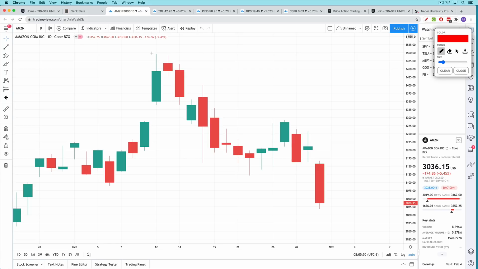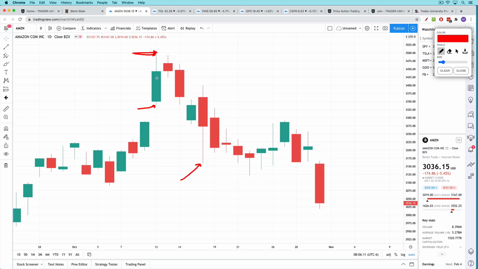Now the top of the wick is the high of the day, so we're looking at daily candlesticks here for Amazon. The bottom wick, I don't know if you can see it on this little candlestick, you can see it very well right here. The bottom wick is the low of the day. Now let's talk about the body. So we have the wicks, the high of the day, the low of the day.